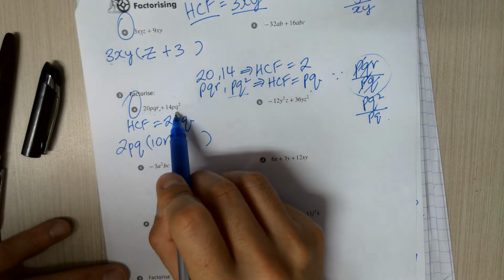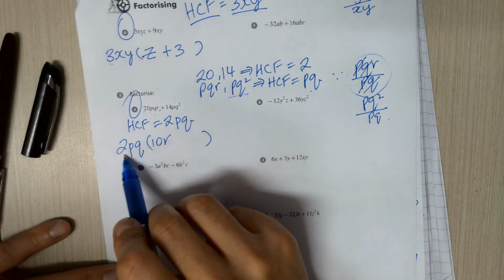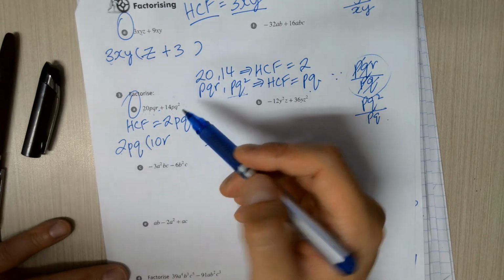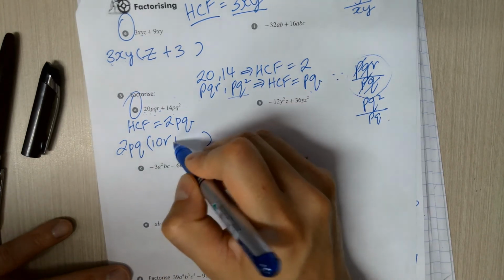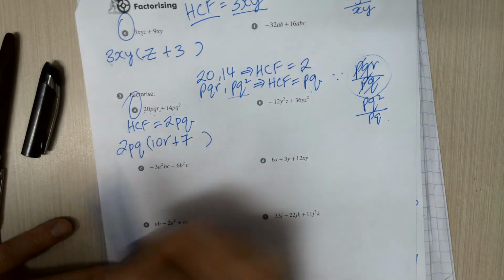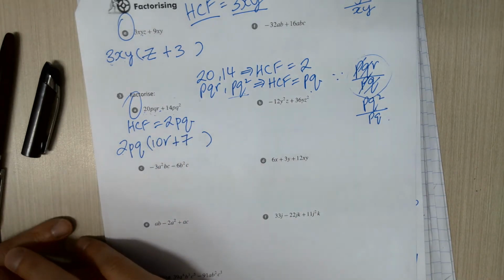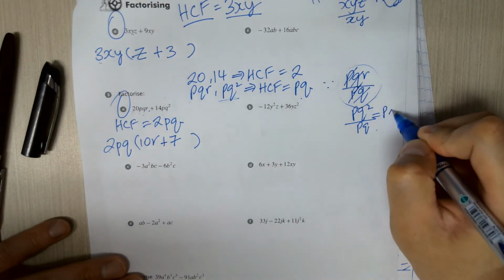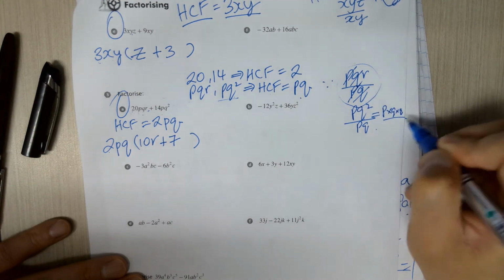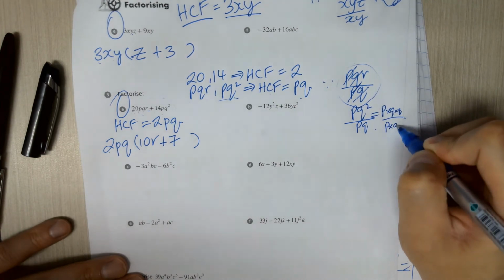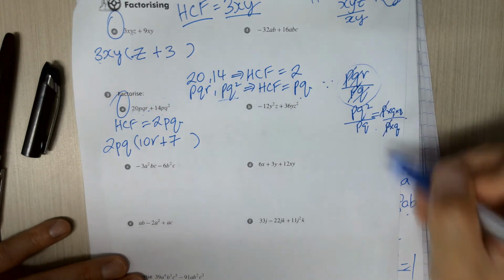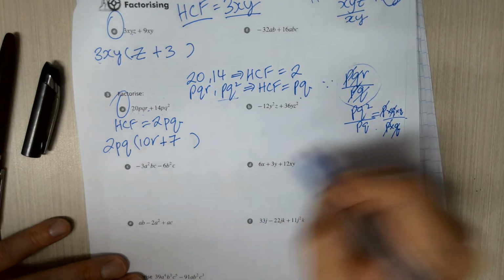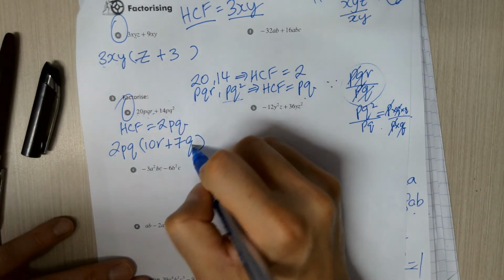Now let's do the second bit. 14PQ square divided by 2PQ. 14 divided by 2 will give me 7. It's a positive divided by positive, which means it will be positive 7. PQ square divided by PQ. What does PQ square mean? It means P times Q times Q. What does PQ mean? It's P times Q, right? So P divided by P is 1. Q divided by Q is 1, which means I have got 1 Q left. So your answer is Q.